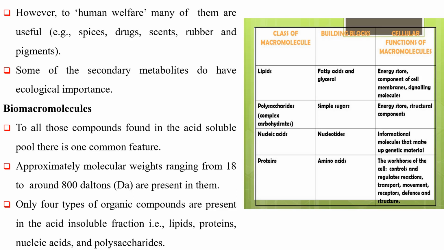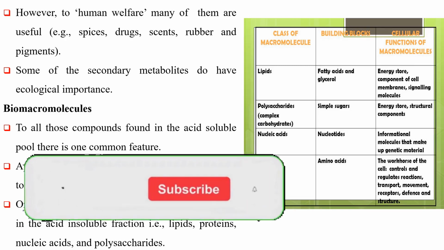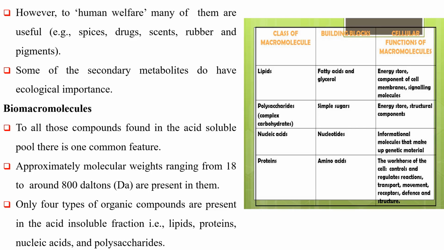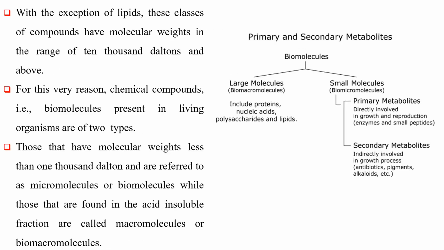Biomacromolecules. To all those compounds found in the acid-soluble pool, there is one common feature. Approximately molecular weights ranging from 18 to around 800 Daltons are present in them. Only four types of organic compounds are present in the acid-insoluble fraction, that is lipids, proteins, nucleic acids, and polysaccharides. With the exception of lipids, these classes of compounds have molecular weights in the range of 10,000 Daltons and above.